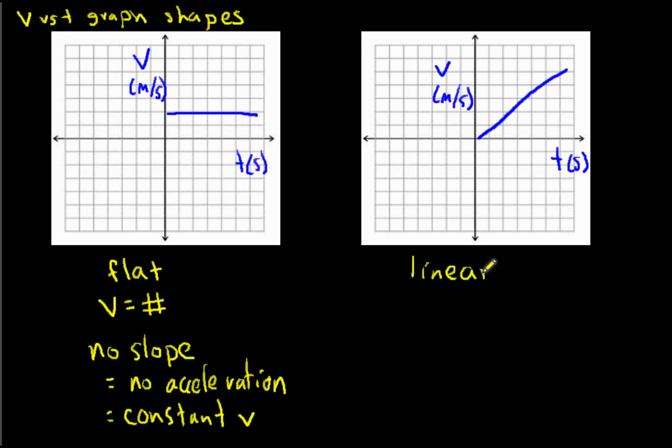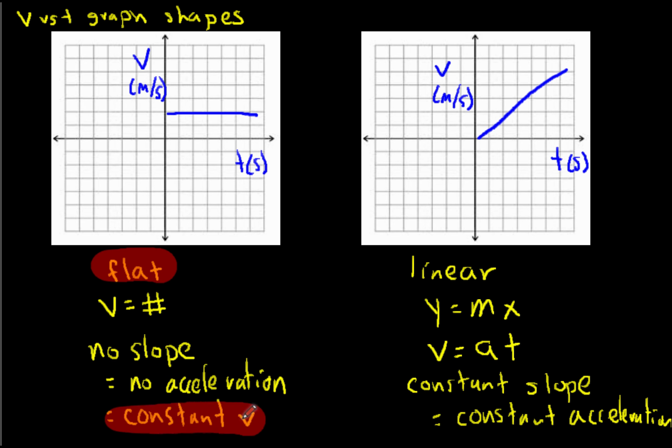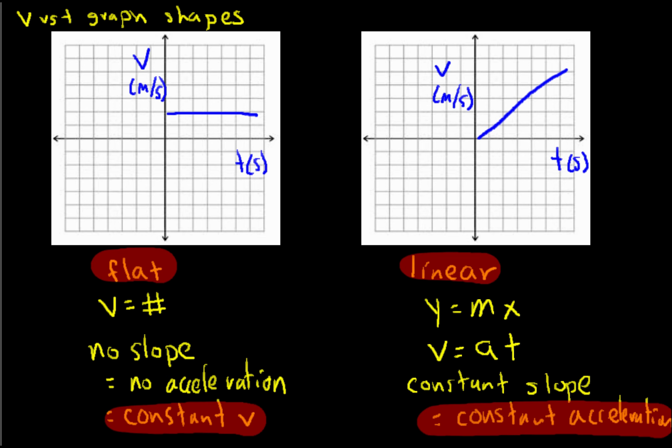The second type of graph is the linear graph, which has the equation y equals mx. Since y is v and m is a and x is t, this has the equation v equals at. It has a constant slope, which means it has a constant acceleration because acceleration is slope. Flat graph is constant v, a linear graph is constant acceleration.